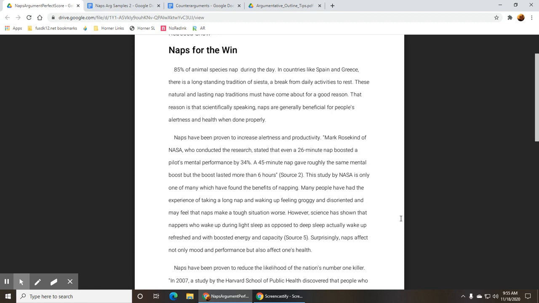Many people have had the experience of taking a long nap and waking up feeling groggy and disoriented, and may feel that naps make a tough situation worse. However, science has shown that nappers who wake up during light sleep as opposed to deep sleep actually wake up refreshed and with boosted energy and capacity. Source 5. Surprisingly, naps affect not only mood and performance, but also one's health.